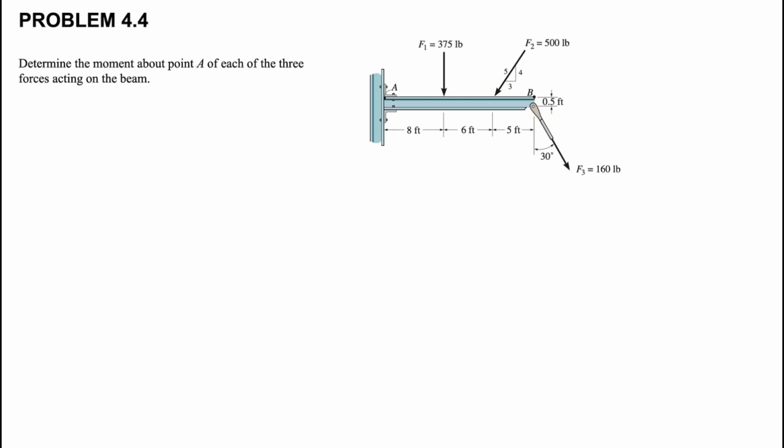Okay, welcome back, guys. We have a question from chapter 4, and we need to determine the moment about point A of each of the three forces acting on the beam. So we have three different forces, F1, F2, and F3, and we need to find a moment about point A. And as always, we're going to use the 2D shortcut that we have for finding the moment about point A.